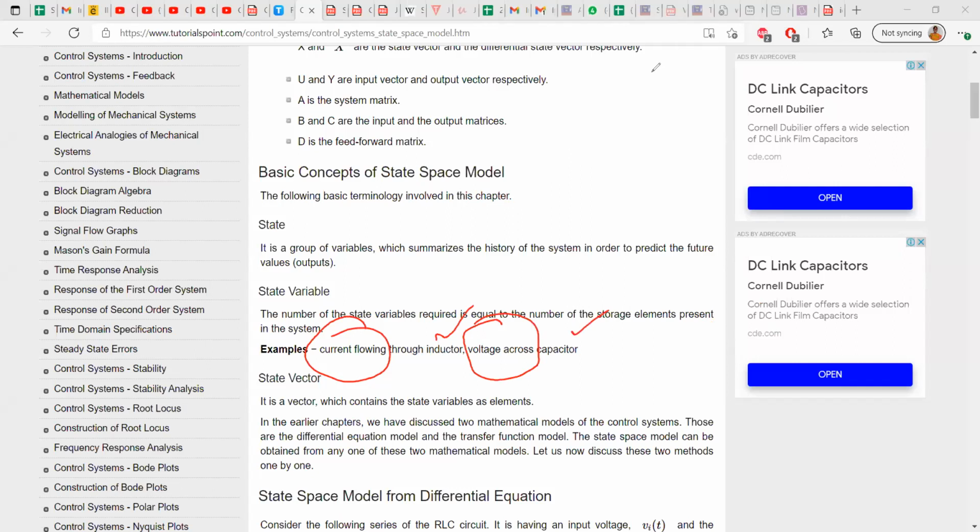Okay. So based on the number of storage elements, we can decide the number of state variables. The number of state variables is equal to the number of storage elements.